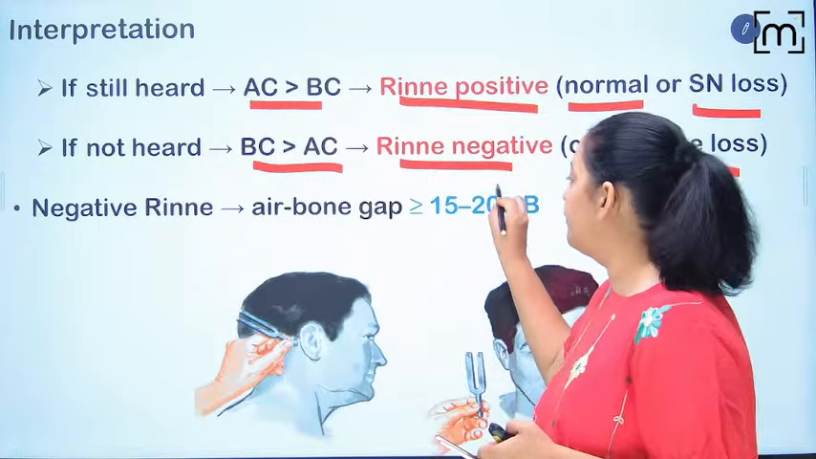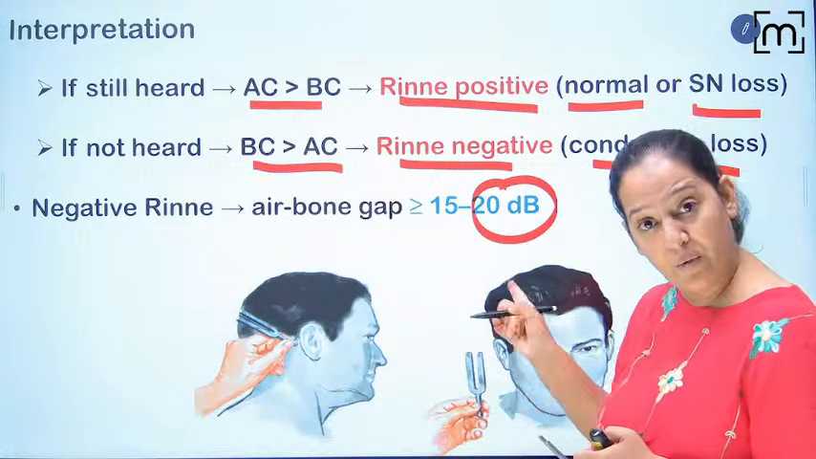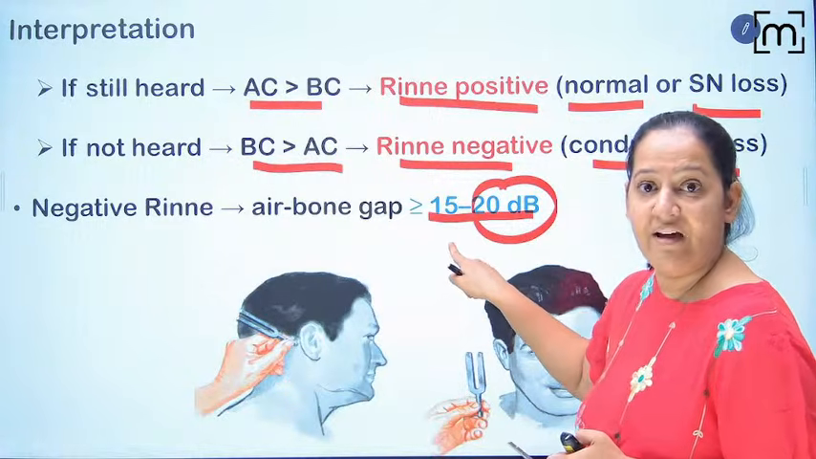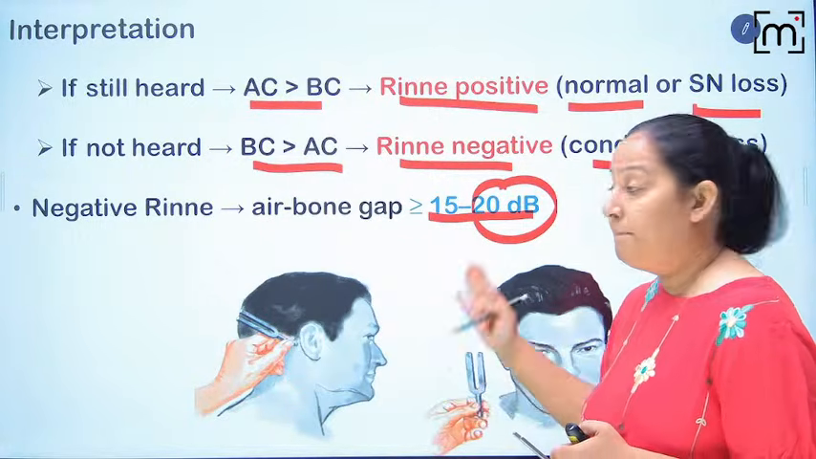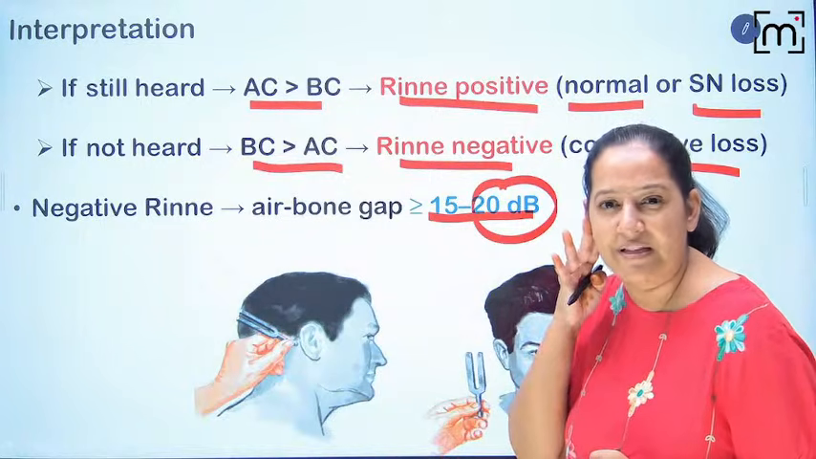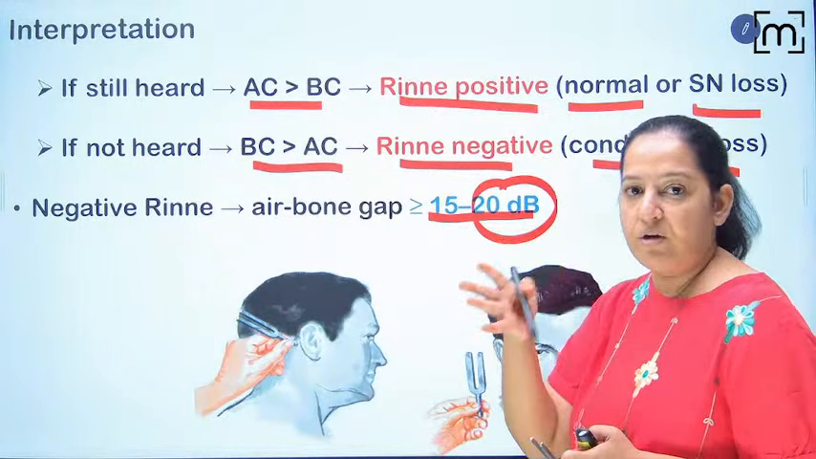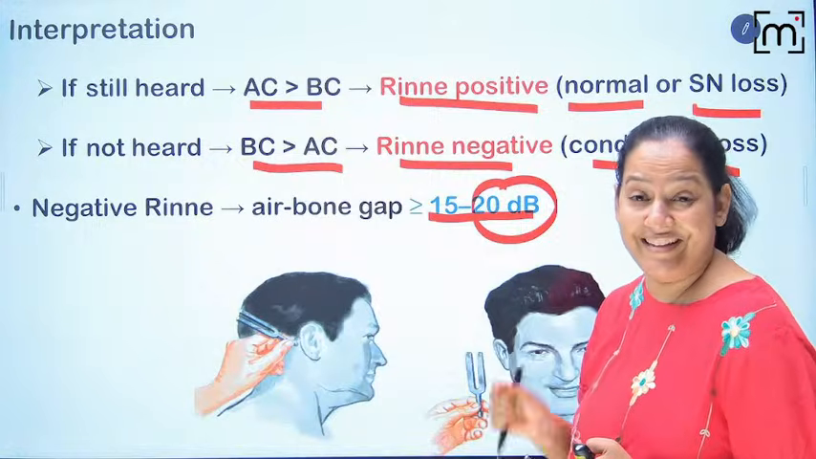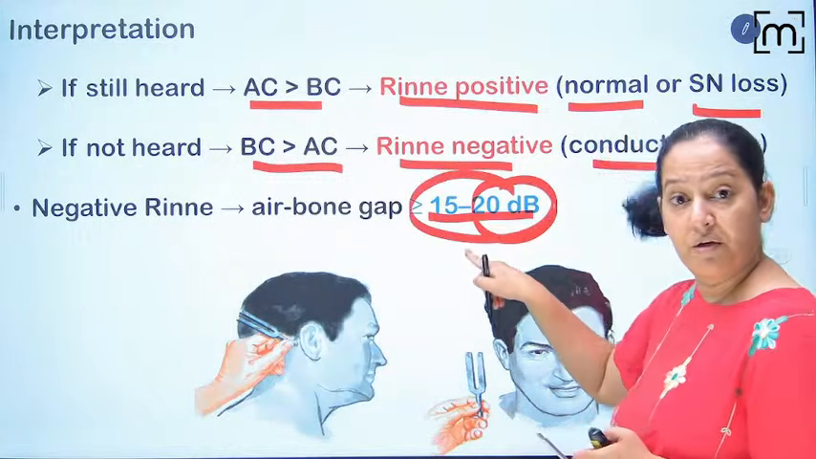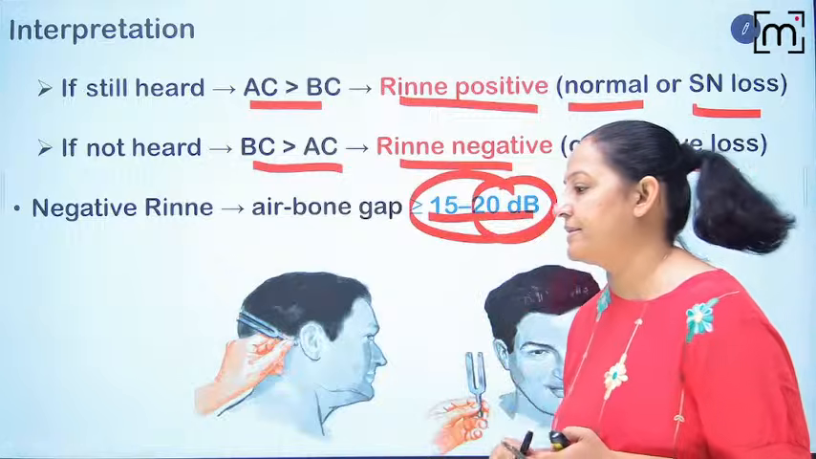And the minimum hearing loss should be 15 to 20 decibels. Then only it is detectable by this test. So this is the minimum hearing loss this test can detect. Below this, suppose I have a hearing loss of 5, 7 or 10 decibels, it will not be detected by Rinne. This minimum hearing loss applies for the 512 hertz frequency.